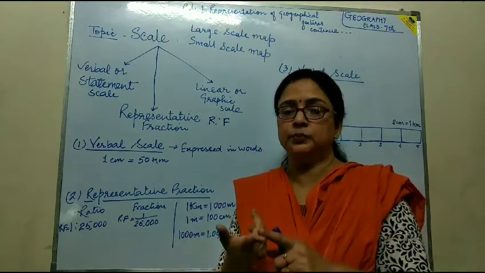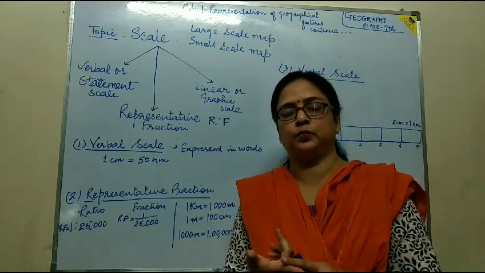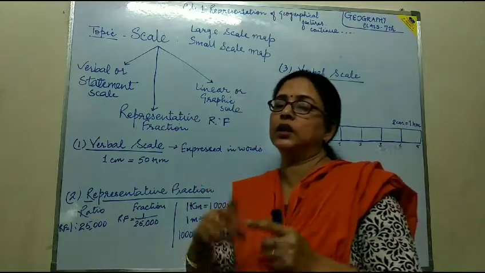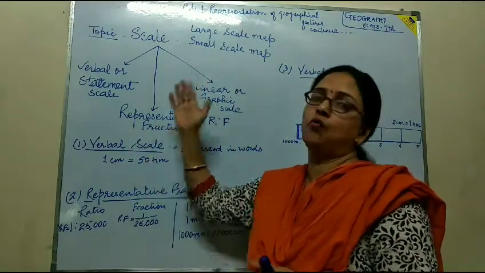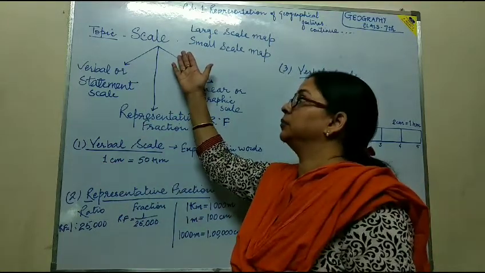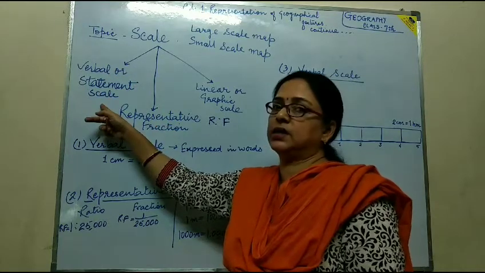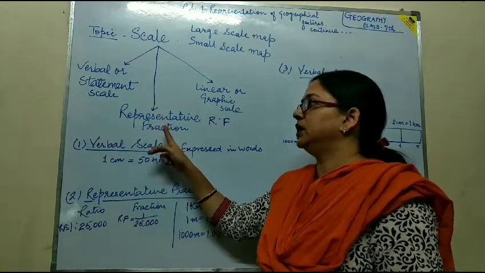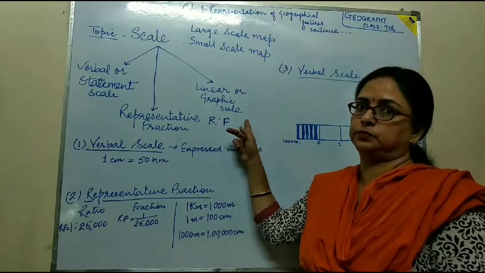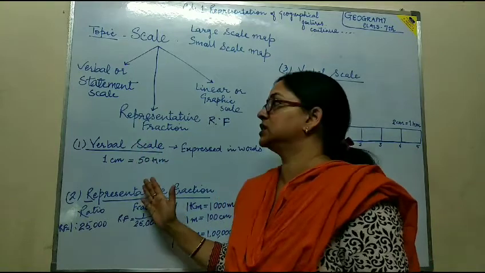Scale is a measuring line that shows the relation of the distance on the map and what is their actual distance on the ground. That is scale. Now it is of three types: the verbal or the statement scale, representative fraction, and the linear or the graphic scale. Let's come to know one by one what these types of scales are.